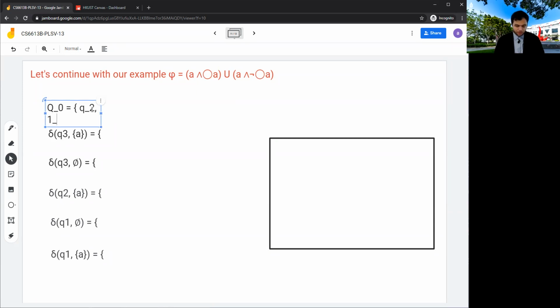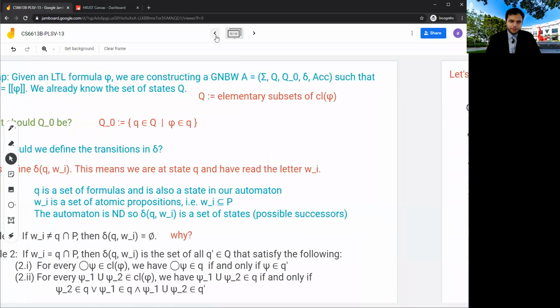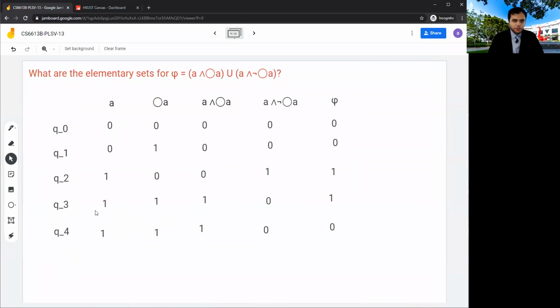Q2 and Q3. But let's now see what happens if I start at state Q3 and the letter that I'm reading right now is A. Okay, so I'm starting at Q3 and the letter I'm reading is A.